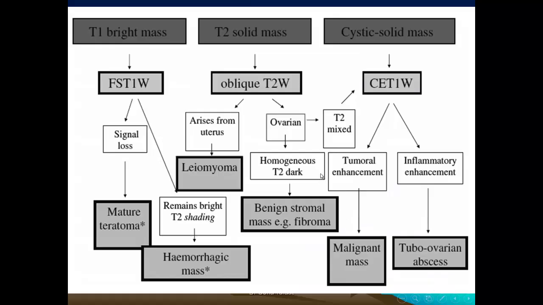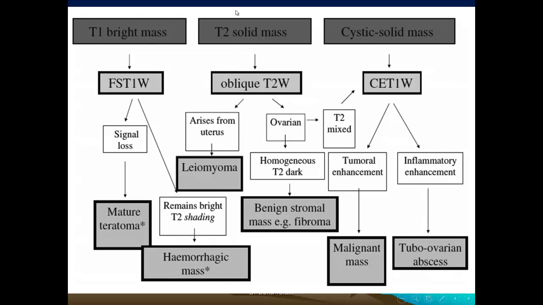So, just to summarize, if you have a T1 bright signal mass, we must do fat suppression. If we have loss of signal, then this is an immature cystic teratoma. If there is no signal loss, and there is a shading effect on T2, then this is a hemorrhagic lesion, meaning endometrioma versus just a hemorrhagic cyst, with the differentiation that we have seen before, and the history of the patient of course.